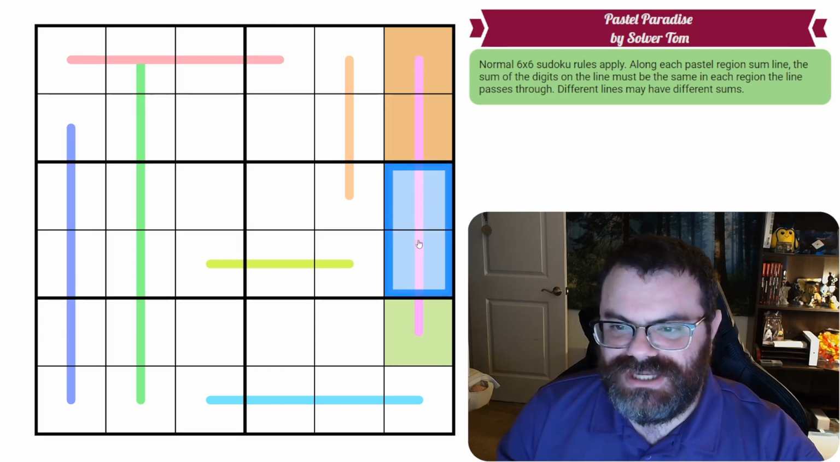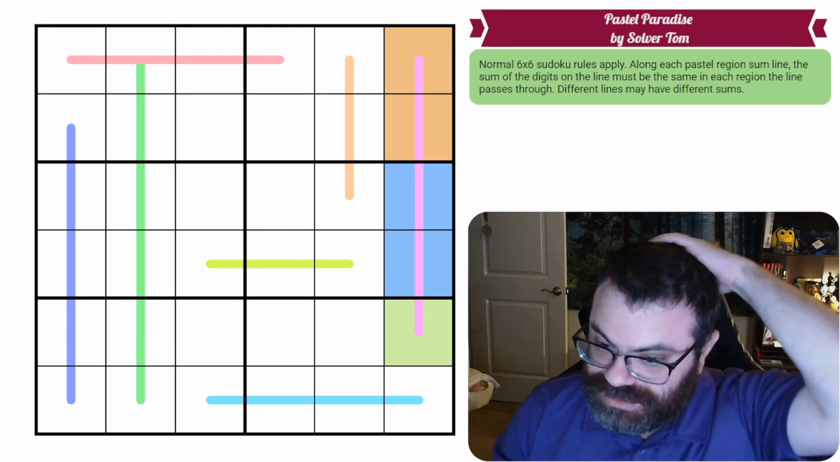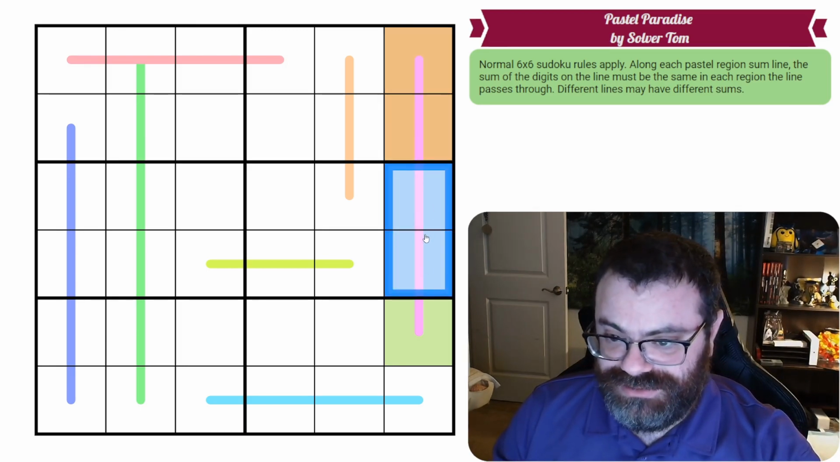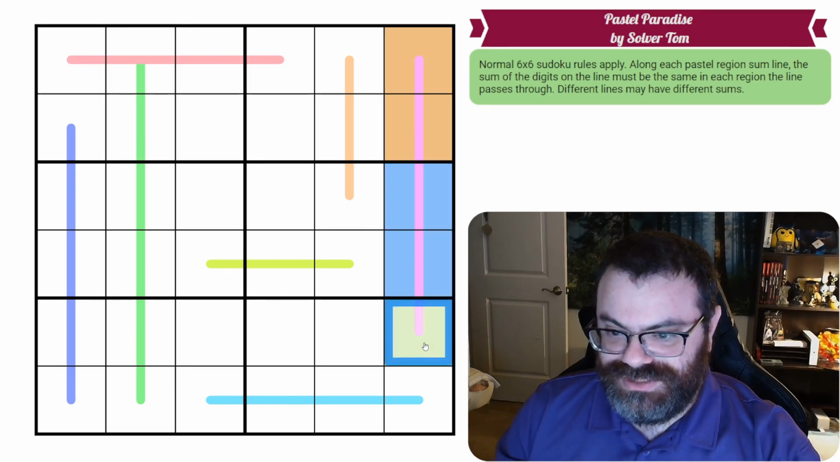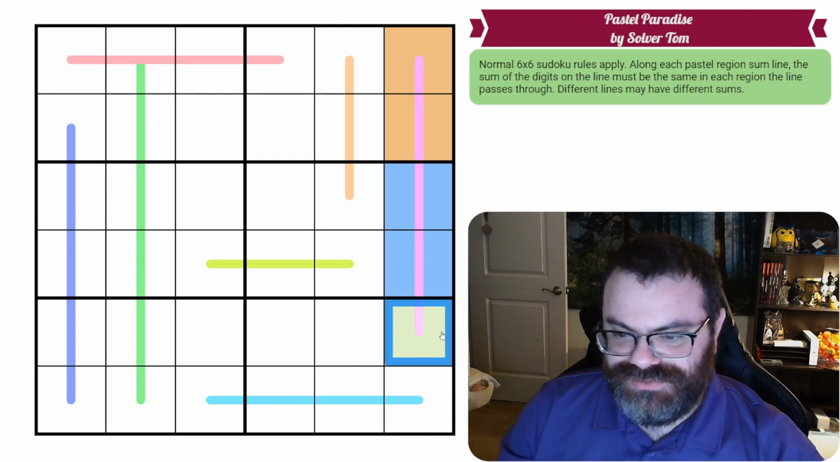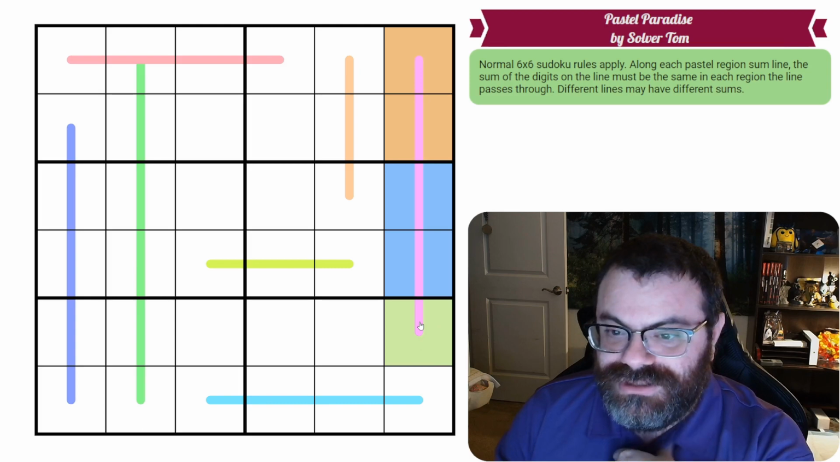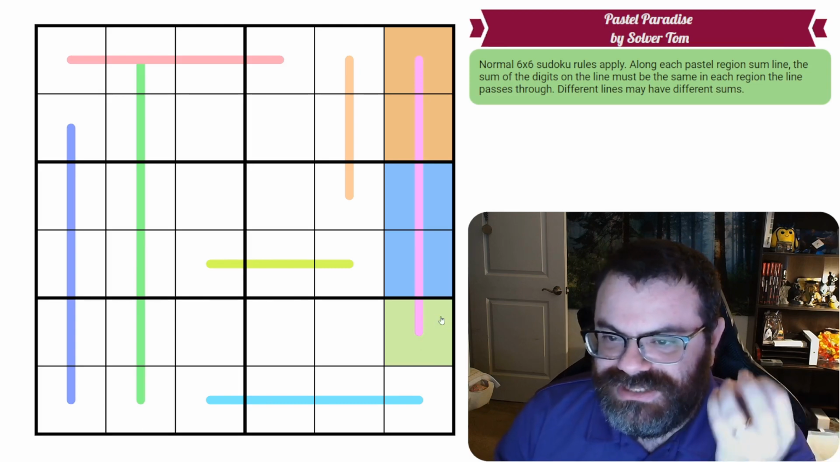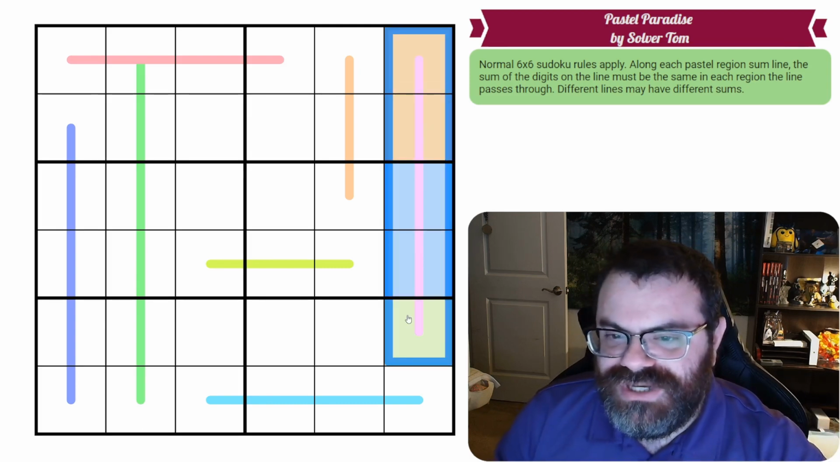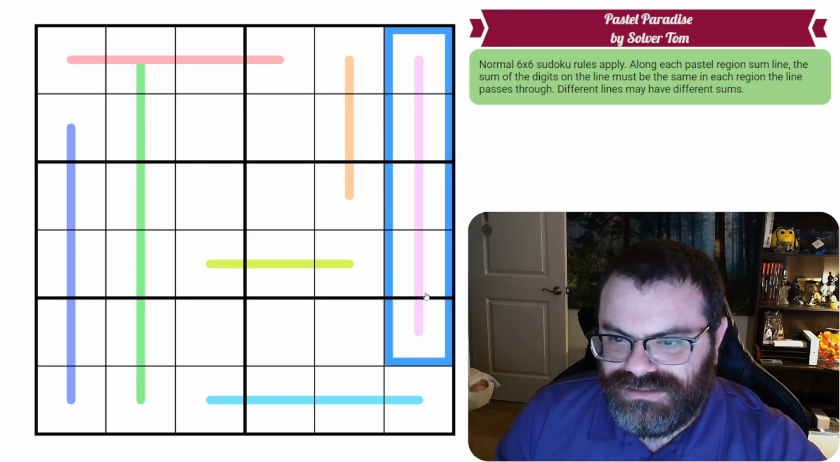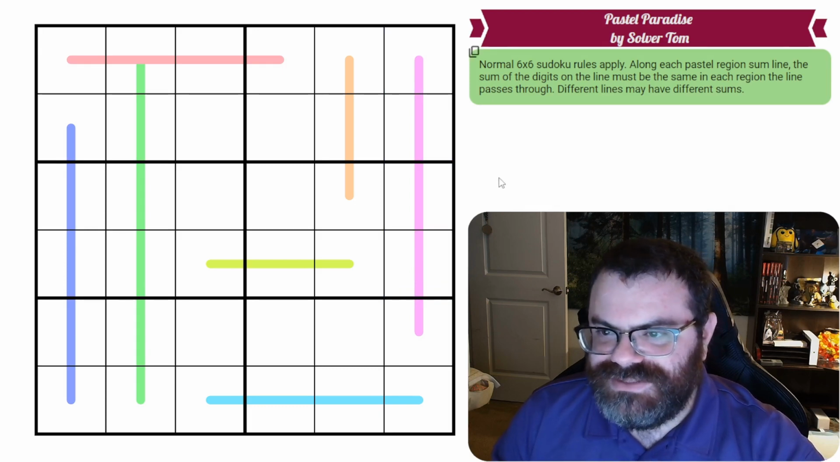So these are in the same box, these are in the same box, this is alone in its box. So the orange cells sum to the same as the blue cells, and that sum is also this singular green cell. So within every box or region, whatever you want to call it, the sum is the same on a line. Now between different lines the sum may be different, but on the same line the sums are always the same. All right, so that is how this works.